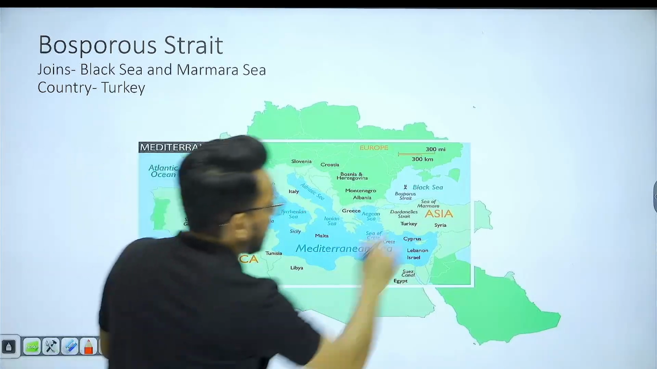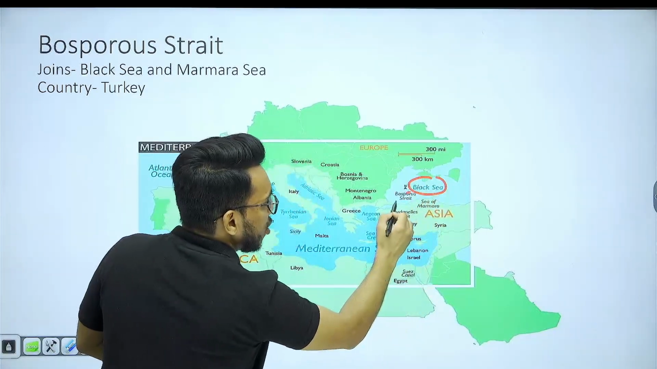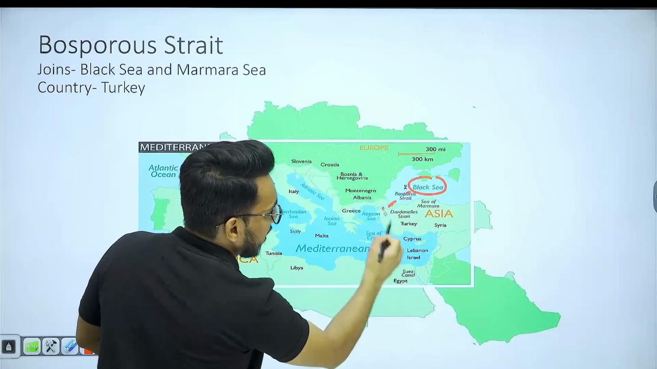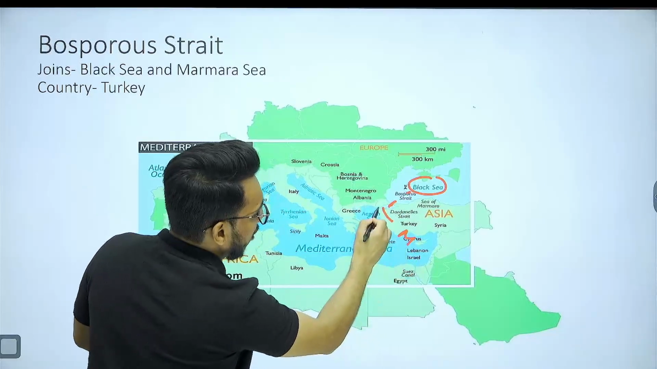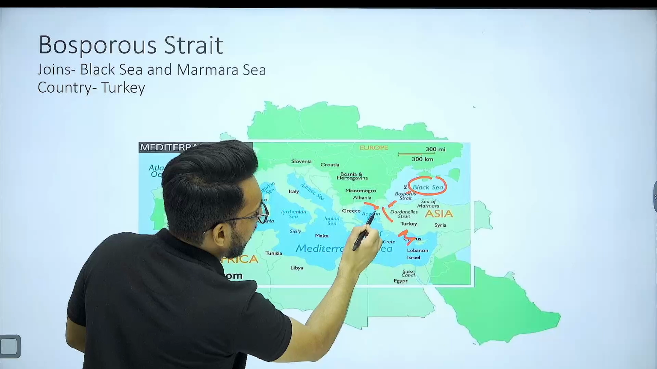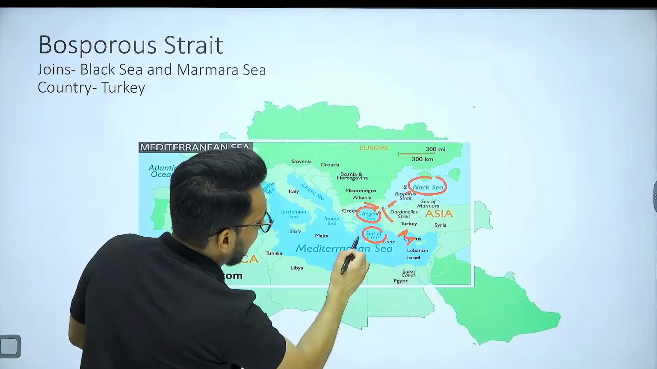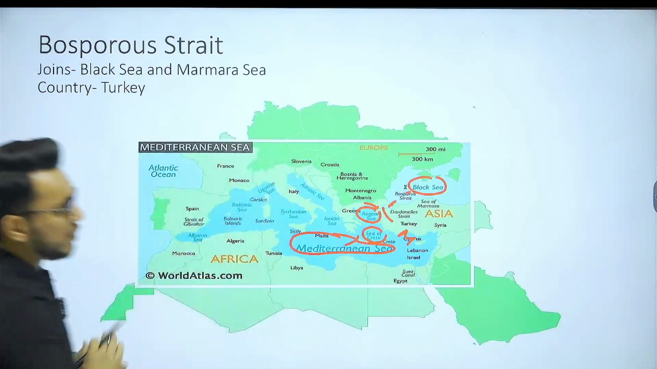So here we have Black Sea. From Black Sea you will enter here Bosphorus Strait. Then you will enter Marmara Sea. Then from Marmara, here Dardanelles Strait will come. Then Aegean Sea. Then Sea of Crete, and then Mediterranean Sea.